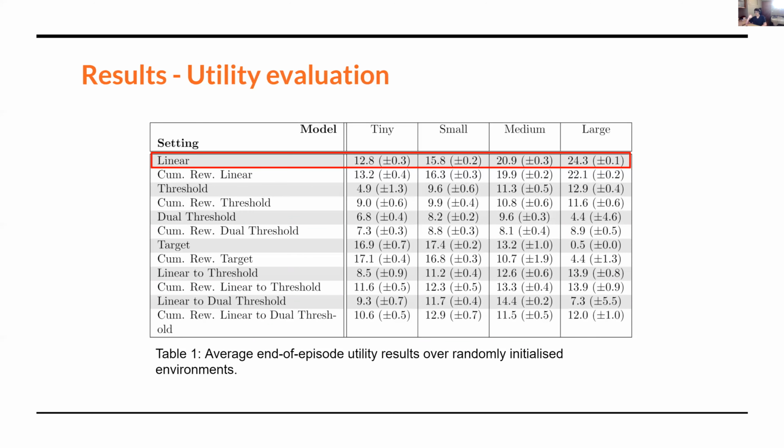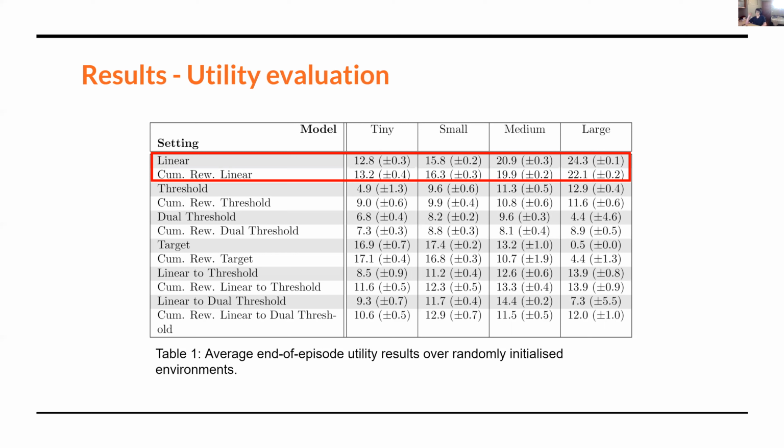So for example, we can compare across models like this. Within agents that were trained with linear utilities, we can compare tiny, small, medium, and large, and obviously larger models outperform smaller ones. We can also compare linear agents with cumulative rewards linear agents, because cumulative rewards linear agents simply have another input, but they're being evaluated and fed the same utility functions coming from the same family. So this is also possible.